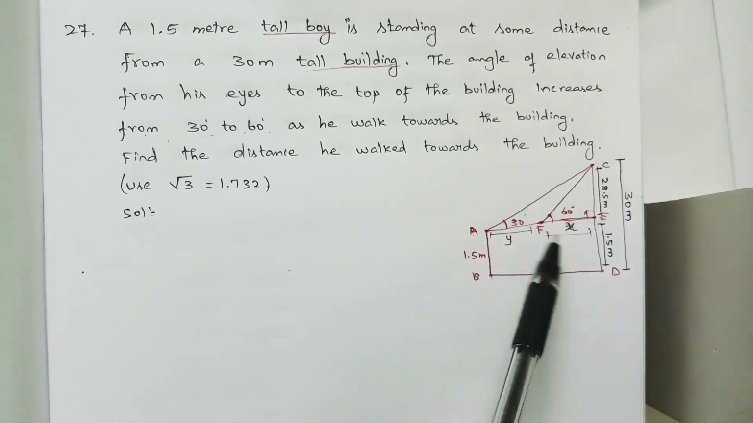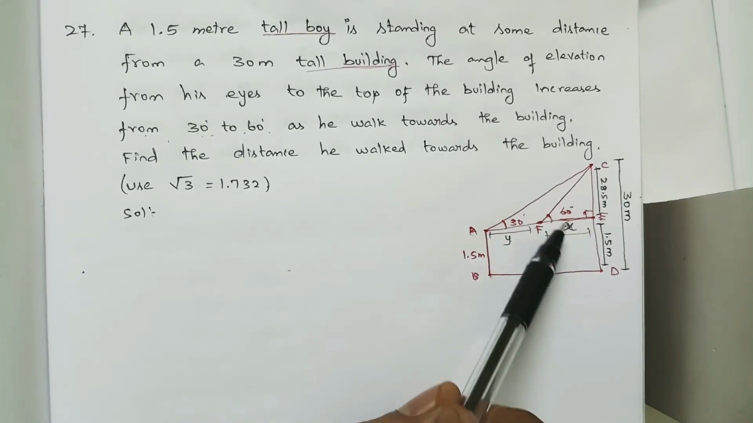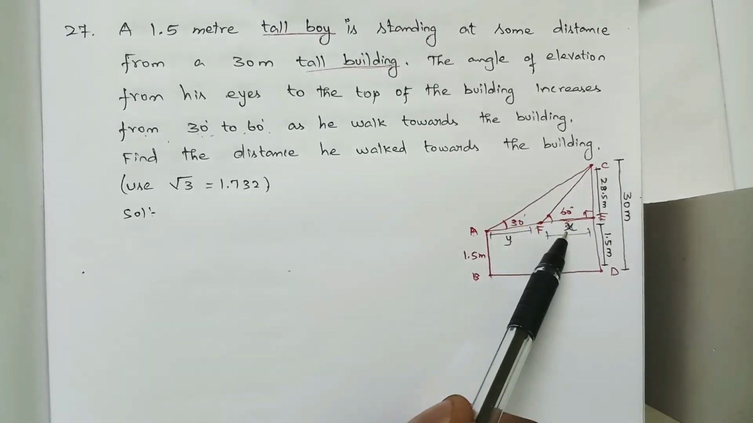I'm just assuming this is something but X, right? And FE is something but X. FE, that adjacent side for angle 60 degrees is something but X, I'm just assuming. And AF is something but I'm just assuming as Y, right? Therefore, in right triangle CEF, we know the opposite side, that is 28.5 meter, and the adjacent side for this right angle triangle is something but X.